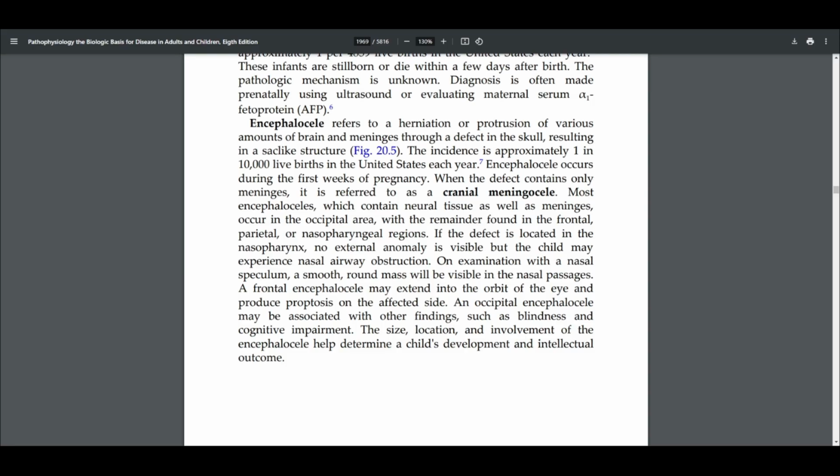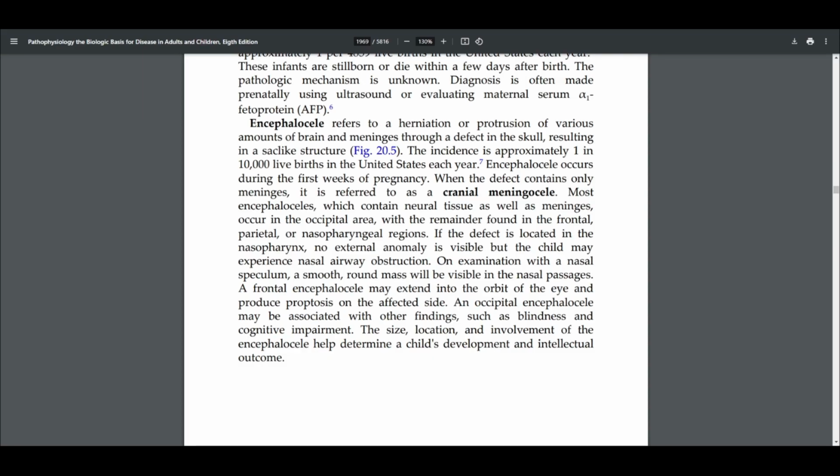Encephalocele refers to the herniation or protrusion of various amounts of brain and meninges through a defect in the skull, resulting in a sac-like structure. The incidence is approximately 1 in 10,000 live births in the US each year. Encephalocele occurs during the first weeks of pregnancy, when the defect contains only meninges. It is referred to as a cranial meningocele.